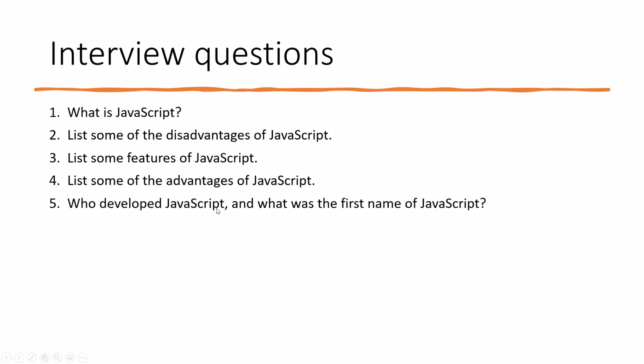Who developed JavaScript and what was the first name of JavaScript? So LiveScript was the first name of JavaScript, and Brendan Eich developed JavaScript in 1995. These are five important questions on JavaScript, and we have seen these questions in this video.